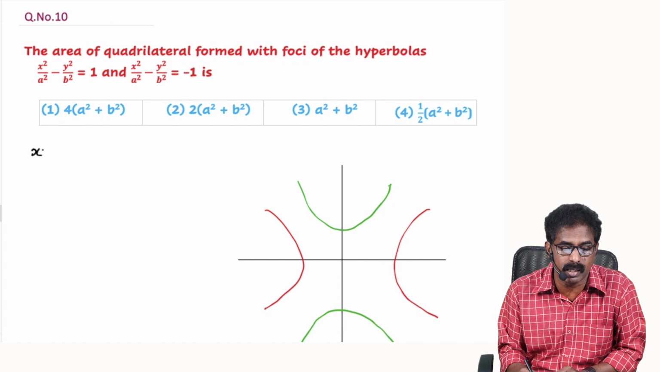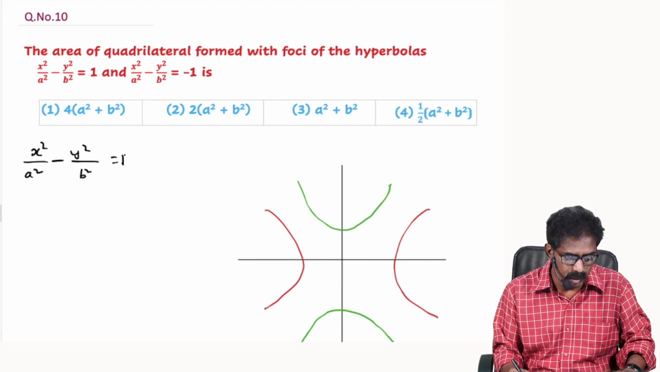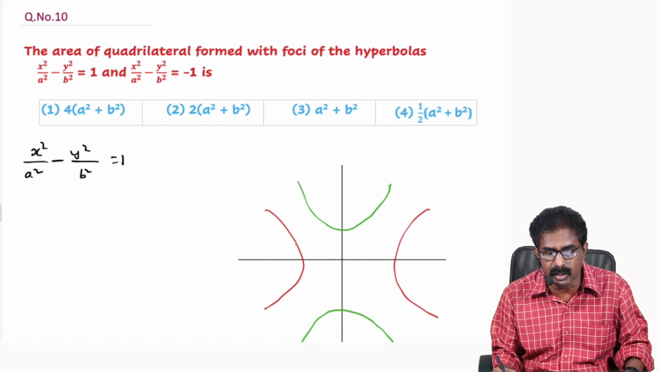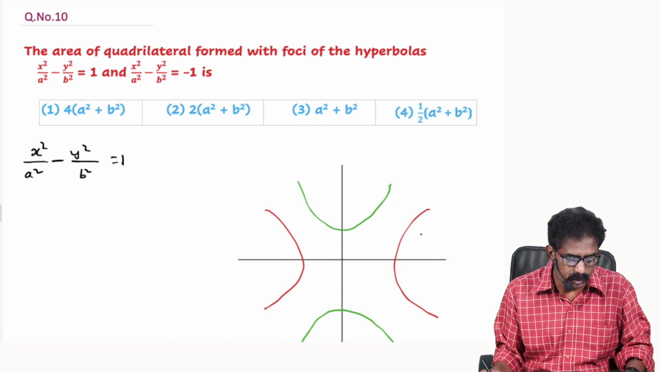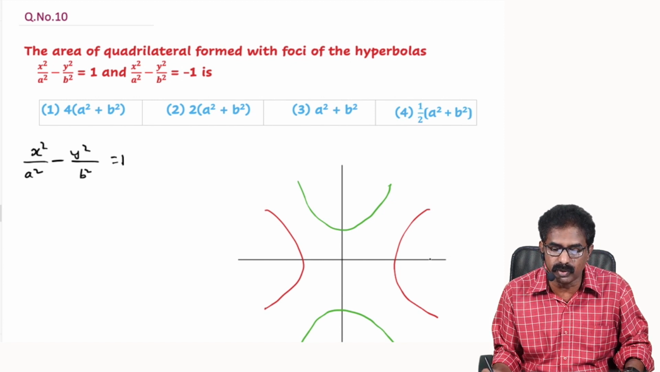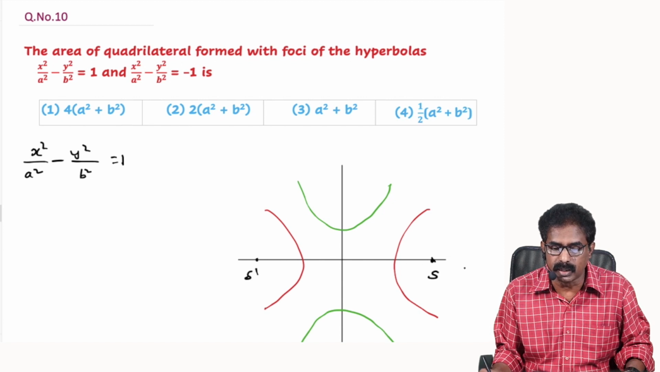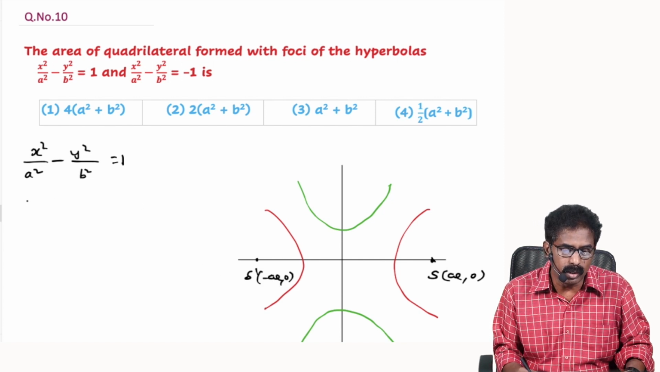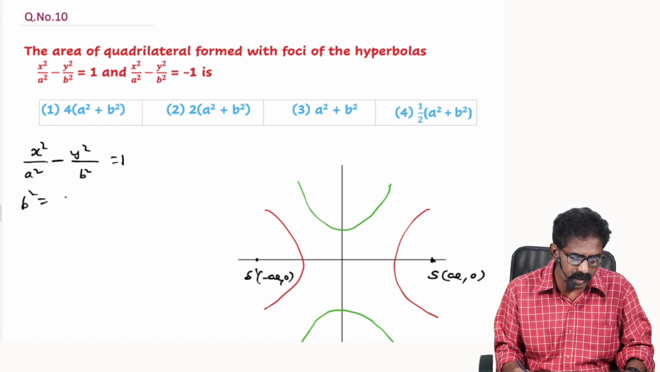See the first hyperbola, x square by a square minus y square by b square is equal to 1. This is the first hyperbola I have drawn here, the red one, right? For this, you can see there are two foci. I'm taking the focus as S and S dash. You know it is AE comma 0, first type, and this is minus AE comma 0.